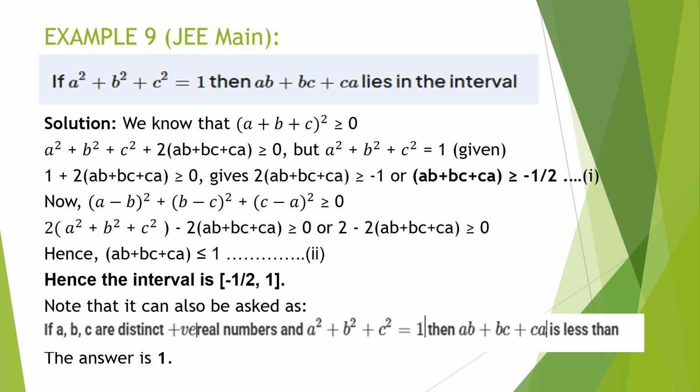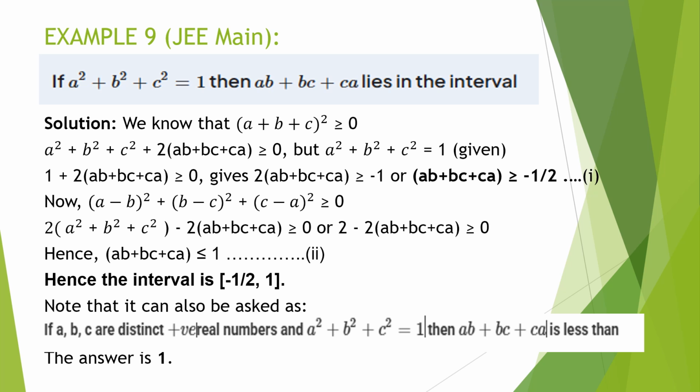But already it is given a square plus b square plus c square equal to 1. So putting that, what we get is 2 into bracket ab plus bc plus ca greater than or equal to minus 1. That means ab plus bc plus ca greater than or equal to minus half. Let this be equation 1.